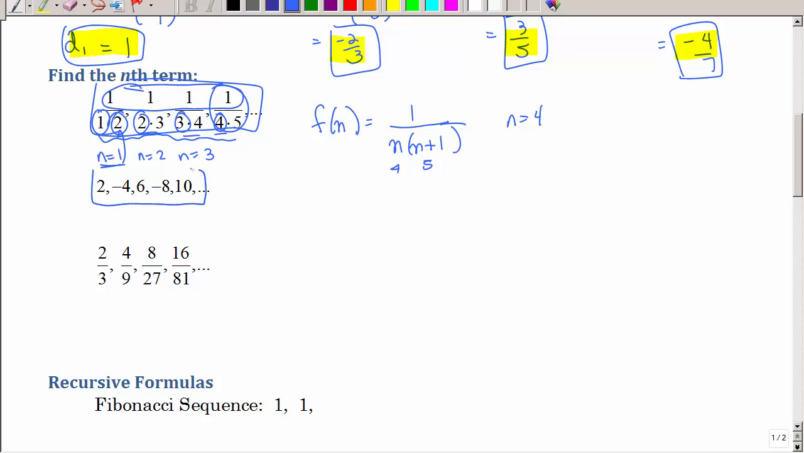Let's look at this next one, a little bit harder. Well, we have even numbers, and they alternate in signs. Well, we just saw something like that. So I know I need a -1 to some power.